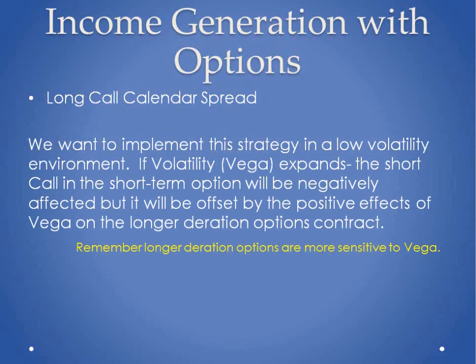We want to implement this strategy in a low volatility environment. If volatility or Vega expands, the short call in the short-term option will be negatively affected, but it will be offset by the positive effects of Vega on the longer duration options contract. Because remember, the longer duration options are more sensitive to Vega or volatility.